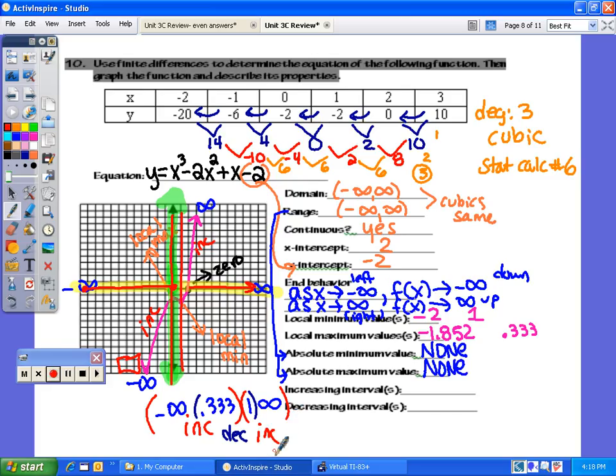Alright, so my increasing interval goes from negative infinity to 0.333, and then from 1 to infinity. My decreasing interval goes from 0.333 to 1. Remember, these x values are what you use for intervals. That's why you should always write them on the side. Alright, almost done.